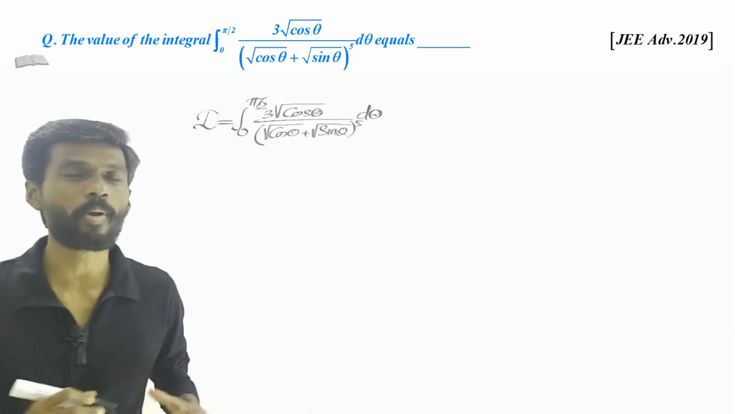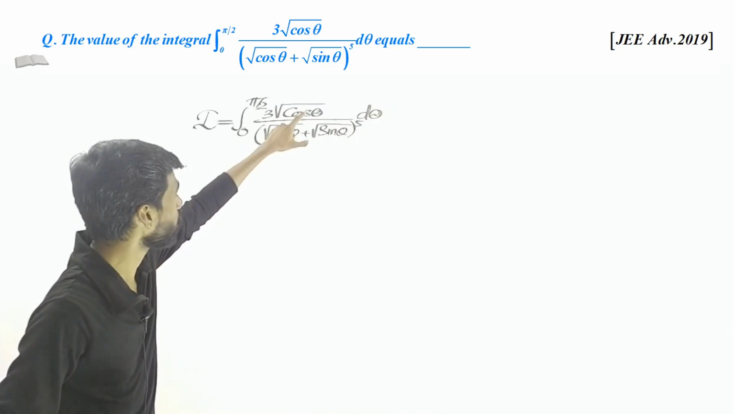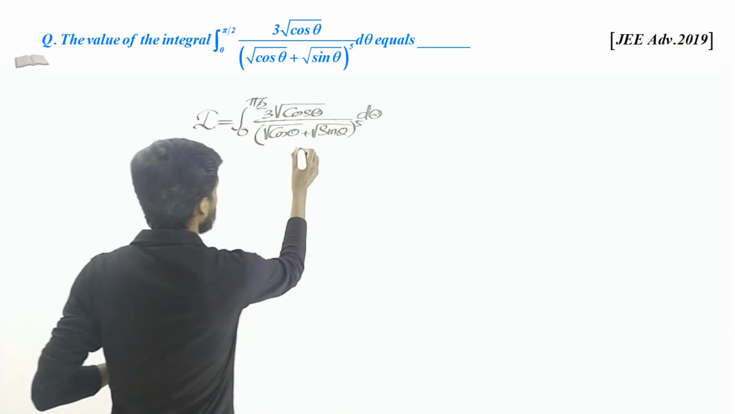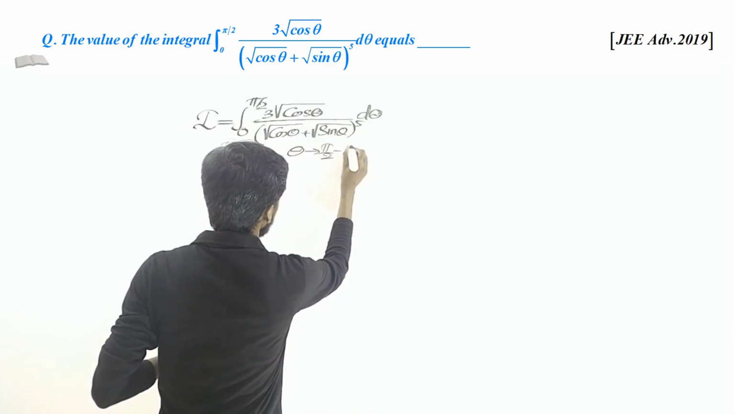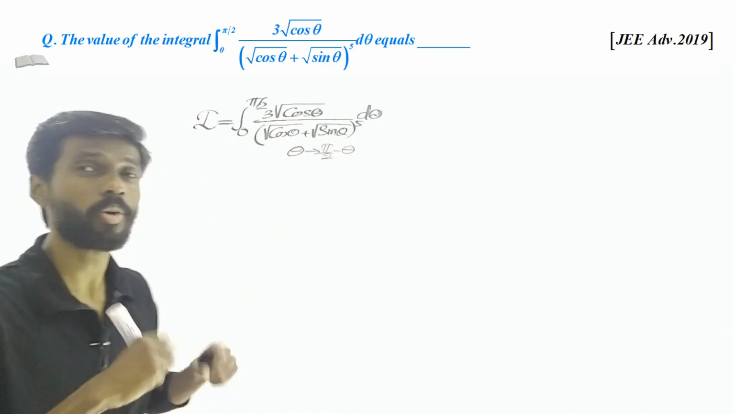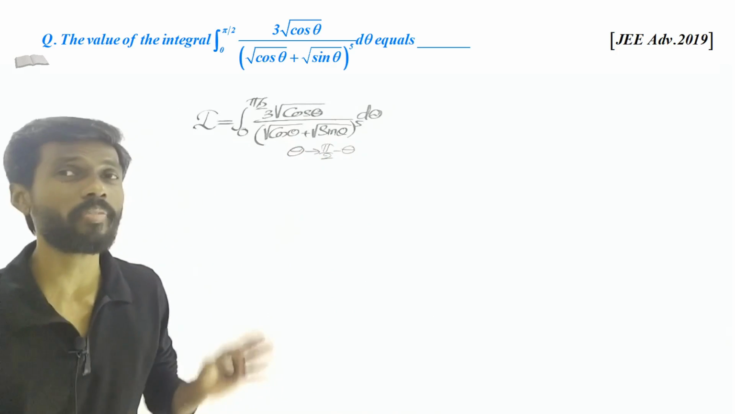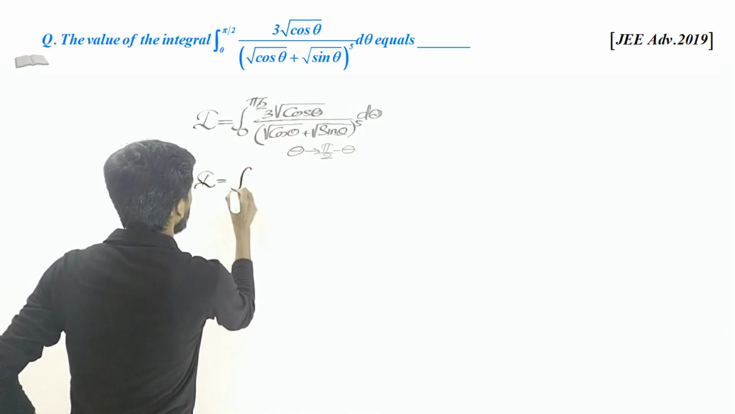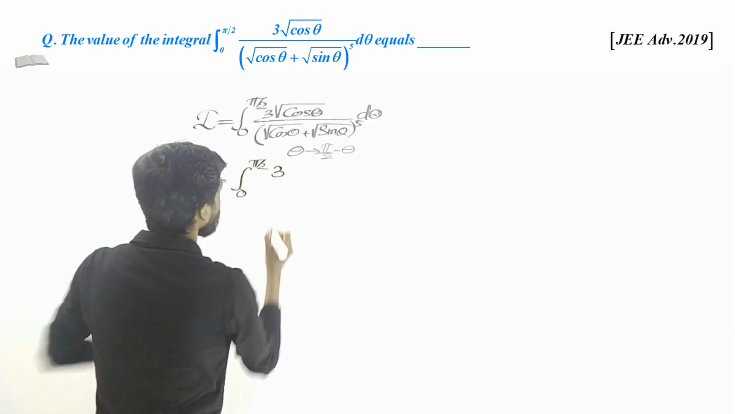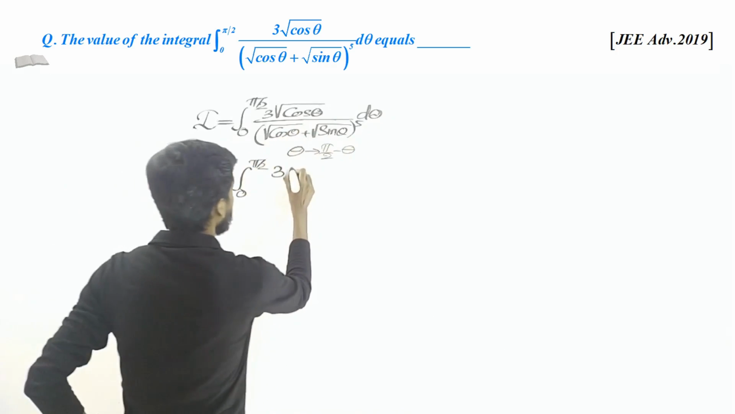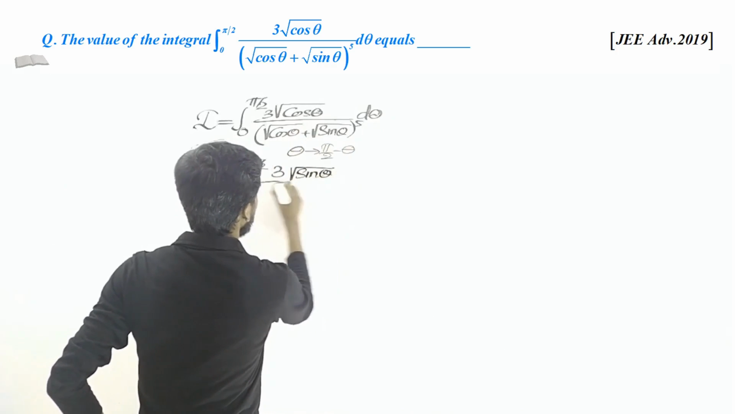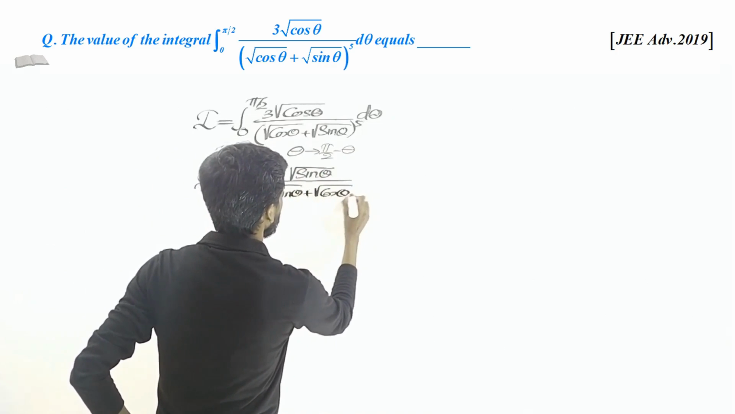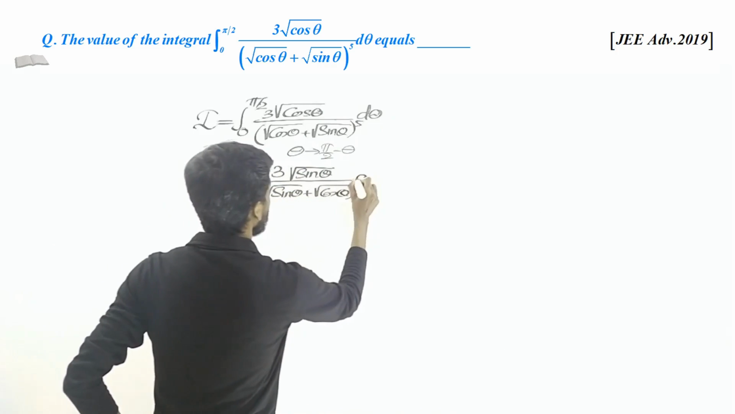Now obviously we have to use the property f of a minus x, because cos theta is there, sin theta is there, and the limit is pi by 2. So you can replace theta by pi by 2 minus theta. That's a property: integral 0 to a of f of x dx is the same as integral 0 to a of f of a minus x. That will give you 0 to pi by 2 of 3 times cos of pi by 2 minus theta, which becomes sin theta, so root sin theta divided by root sin theta plus root cos theta to the power 5 d theta.